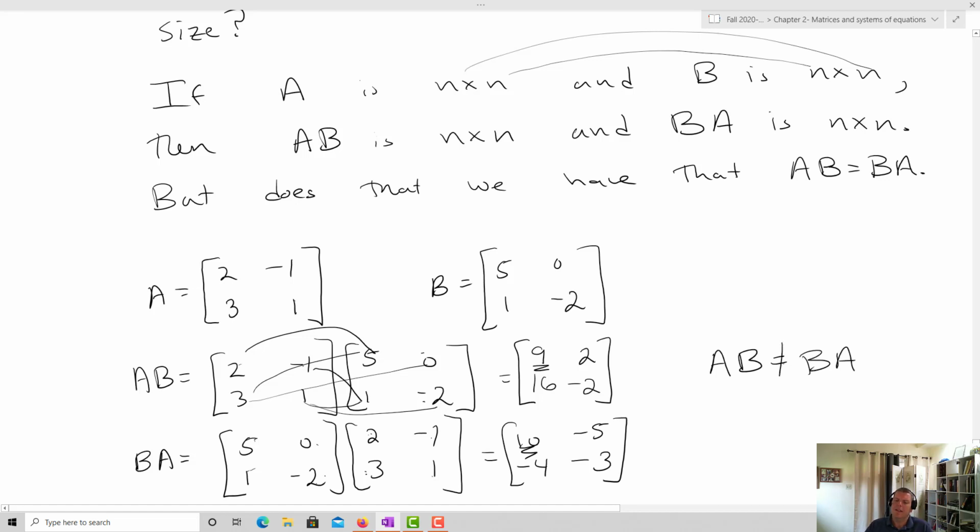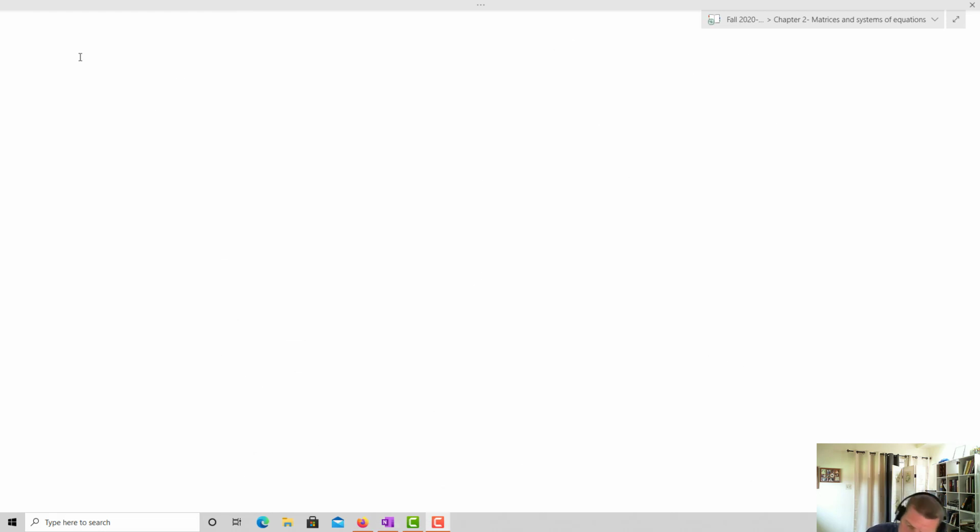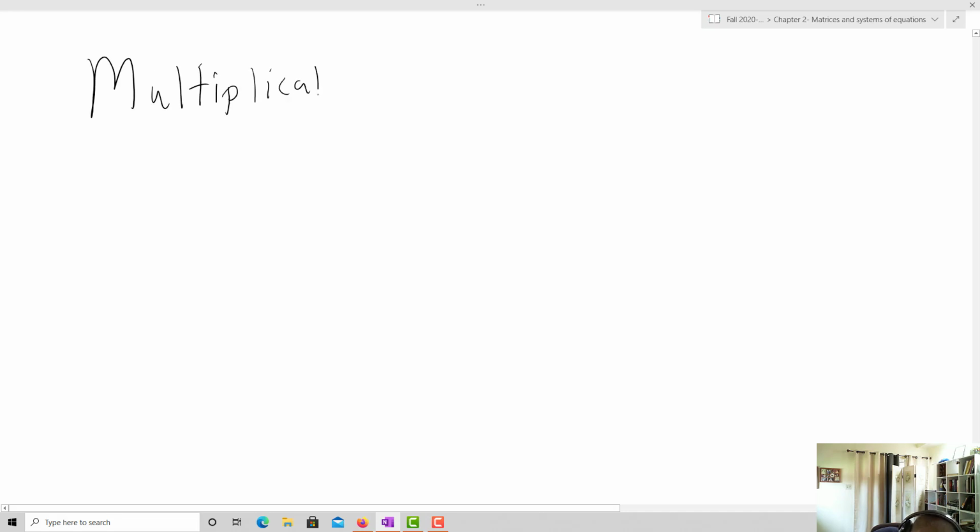So even though we actually have matrices that are in fact the same size, it's not going to work. We're not going to end up having commutative matrices. They're not going to commute. And so that actually tells us that multiplication is not commutative. You cannot multiply in any order that you want. So multiplication of matrices is not commutative.